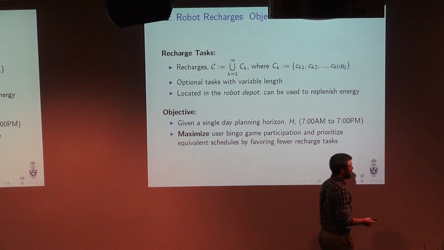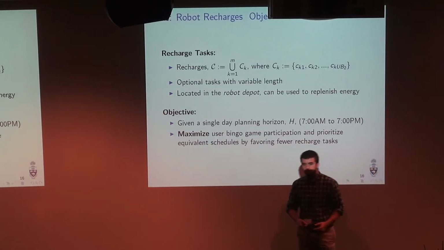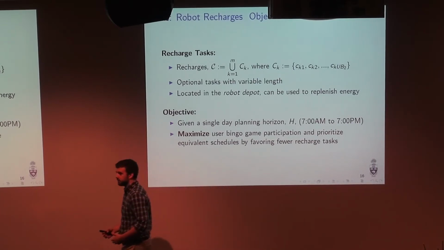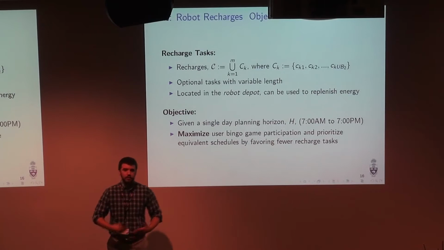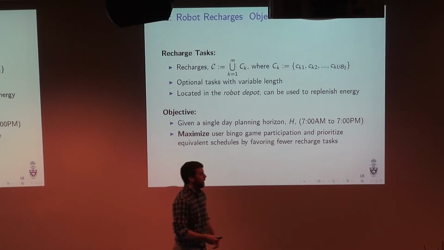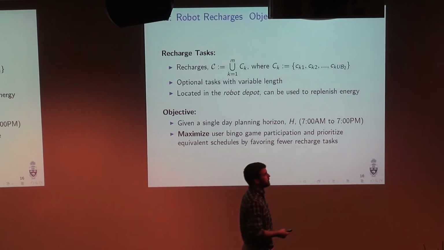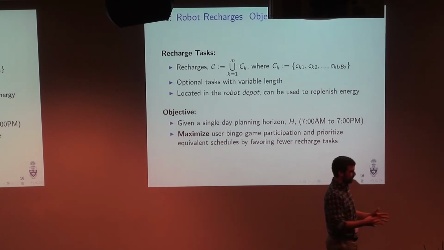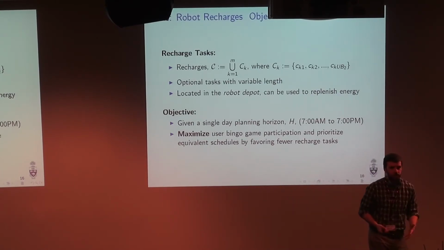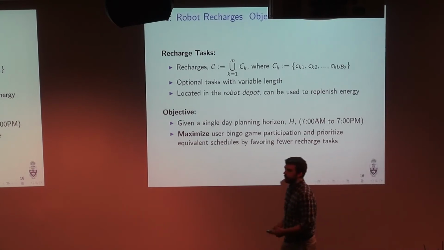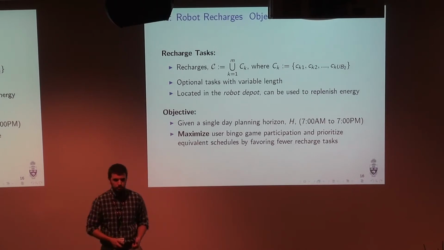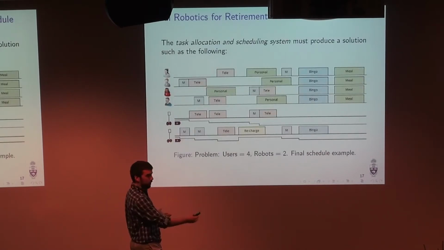So robots have recharge tasks. Recharge tasks are fairly important. They're variable in length, and this allows a robot, if it's packed too much into its day, to boost its energy level so that it can continue to make the day exciting. Robots need to go to the robot depot to recharge, and they can replenish their energy there. These are obviously optional. The objective of the problem, given a single-day planning horizon from 7 to 7, is to maximize user bingo participation. We break ties on equivalent schedules based on an energy consumption component.